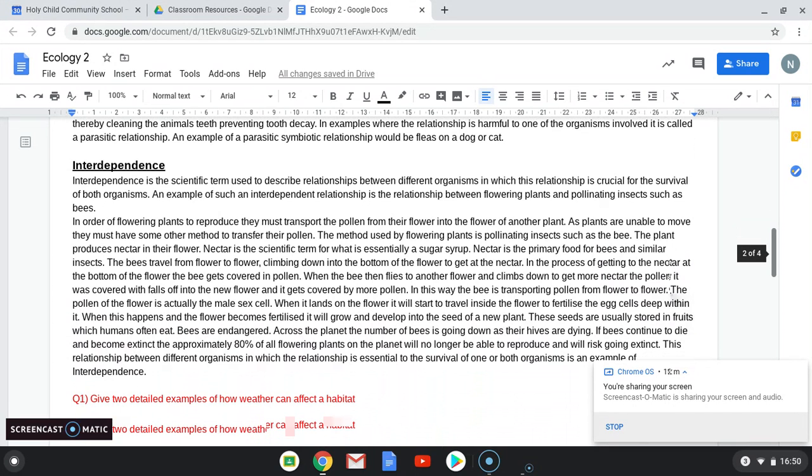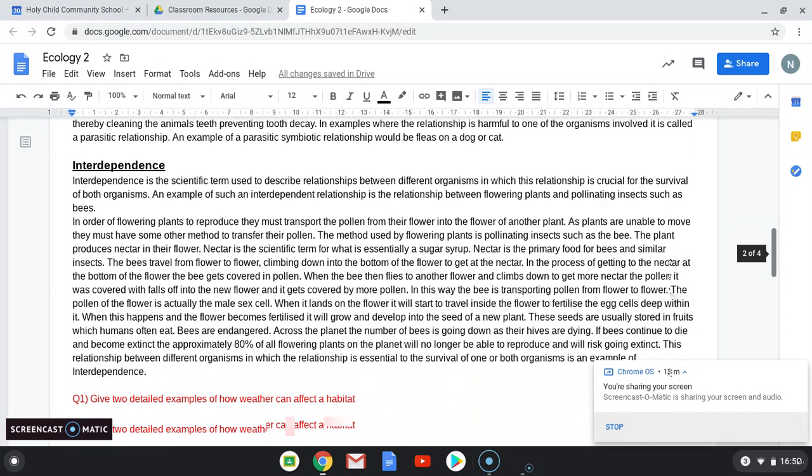So in order for a flowering plant to reproduce, they must transport the pollen from their flower into the flower of another plant. The pollen is basically the sex cell of the plant. Plants, of course, are unable to move to transfer this pollen, so the method used by flowering plants is pollinating insects such as the bee. So the whole reason that the plant has made these flower structures is to attract bees. The bee travels into the flower, it climbs down to the bottom of the flower where the nectar that the flower produces is. Nectar is a sugary syrup that the bee eats, and is the primary food for the bee and is what the bee uses to make the honey in the hive.